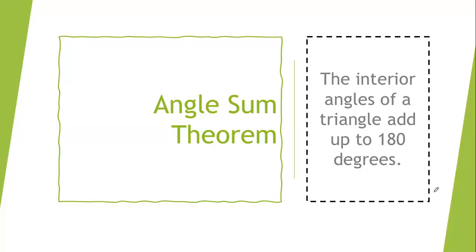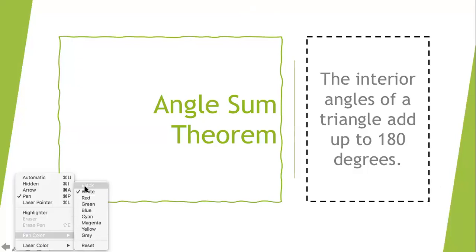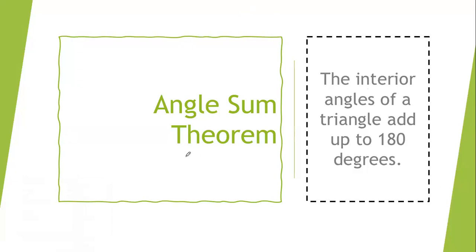So the first thing I want you to learn is the angle sum theorem. I believe you might have learned this before. I don't know. But the angle sum theorem states that the interior angles of a triangle add up to 180 degrees. What does interior mean? Inside.